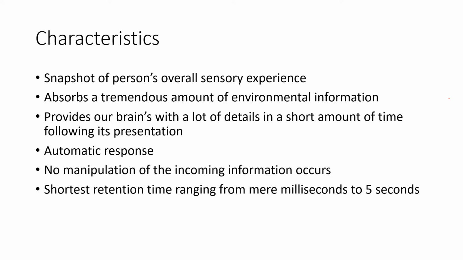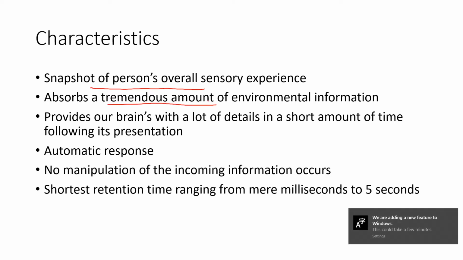So sensory memory creates something of a quick snapshot of the world around you, allowing you to briefly focus your attention on relevant details. So here are the characteristics of sensory memory. It is a snapshot of a person's overall sensory experience. This is very important. It absorbs a tremendous amount of environmental information. I have already explained, like when you're walking on the road, you come across lots of sights, lots of sounds, etc. It provides our brain with a lot of details.